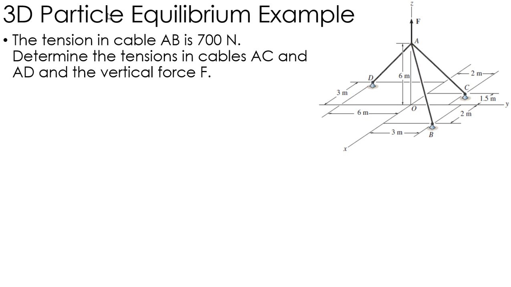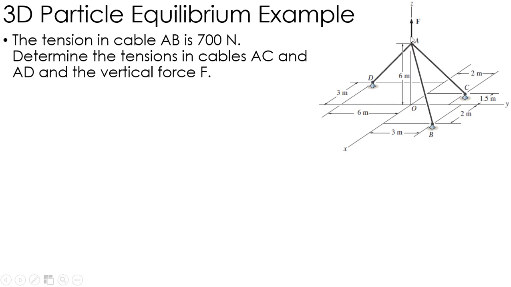Okay, so here's an example of 3D particle equilibrium. I have my picture over here, and my tension in cable AB is 700 newtons. What I want to find is the tension in AC, the tension in AD, and this vertical force F.